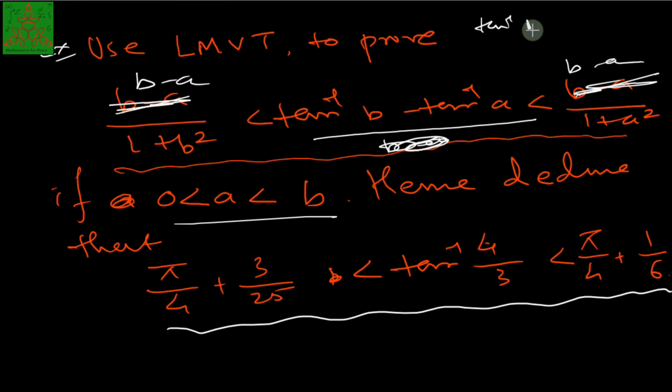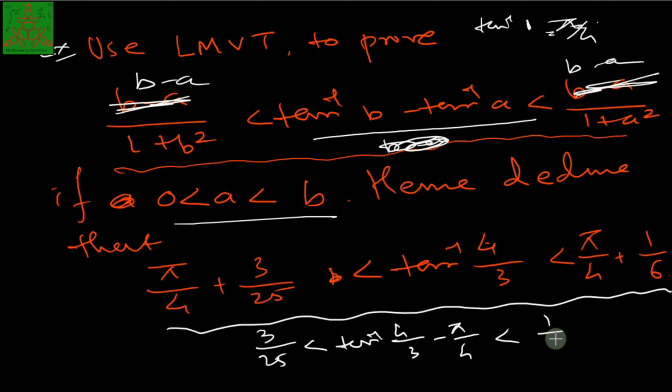So tan inverse of 1 we know is pi by 4, and that pi by 4 is here. So instead of making this, you just need to prove that 3 by 25 is less than tan inverse of 4 by 3 minus pi by 4 is less than 1 by 6. So you have to put some appropriate value of a and b, so you will have this. Now what should be my a, a will be 1 and b will be 4 by 3, that it will suggest.